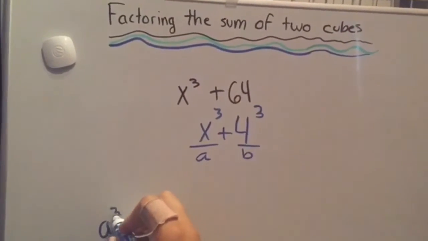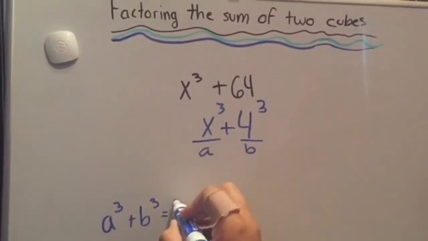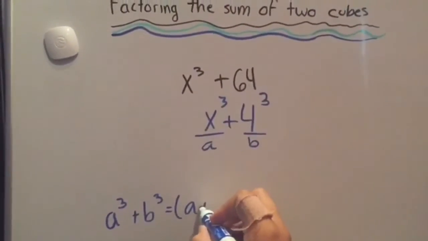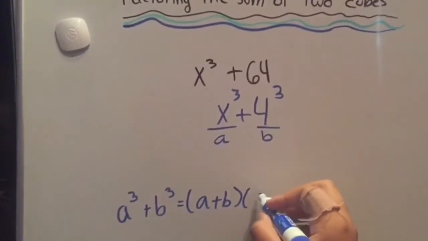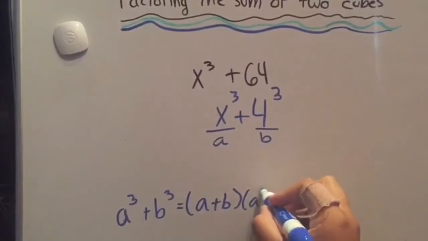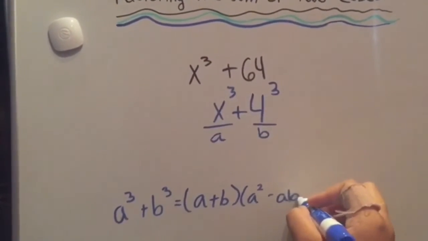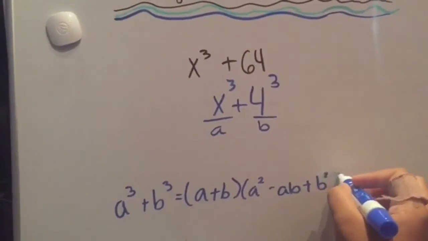Next, we can write the formula under this as a reference. So first, we have a plus b in parentheses. Then we have a squared minus ab plus b squared in parentheses as well.